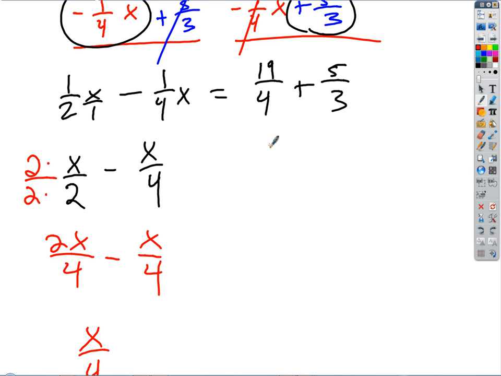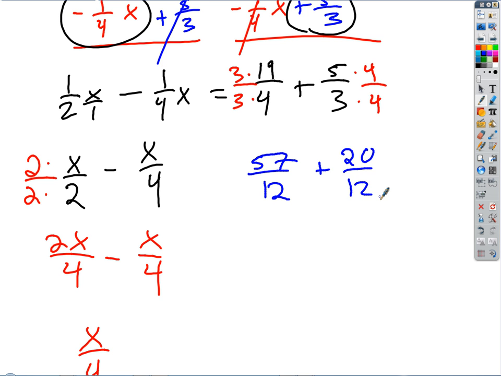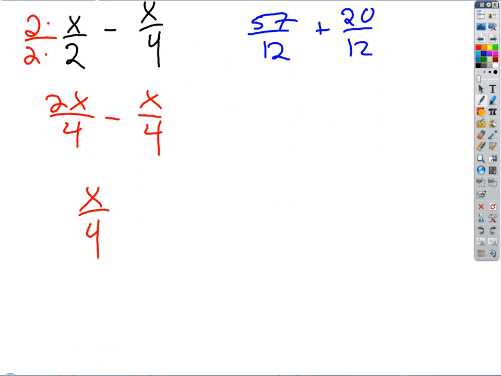So what can I multiply this fraction by to get a 12 on the bottom? 3 over 3, right? This one. Okay, and if I do that, then if I multiply straight across, I'm going to get 57/12 plus 20/12. How many 12s is that? Lots, yeah. 77? So this is equal to 77/12. And what's my last step? Multiply by 4. Multiply both sides by 4.